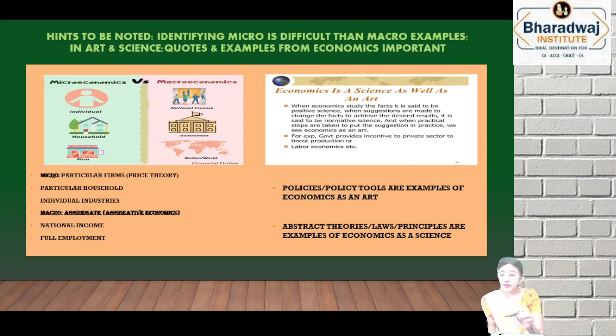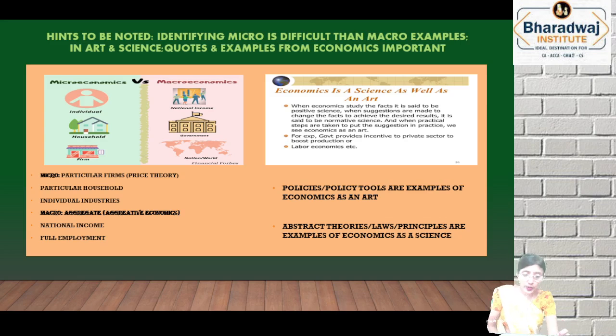And the other thing is, microeconomics is price theory. Don't forget that. And macroeconomics is aggregative economics, right? So in micro, always some specifics will be there, particular, individual, etc. In macro, it will be there? Total, national, aggregate variables. So aggregative economics is macro, and price theory is micro.